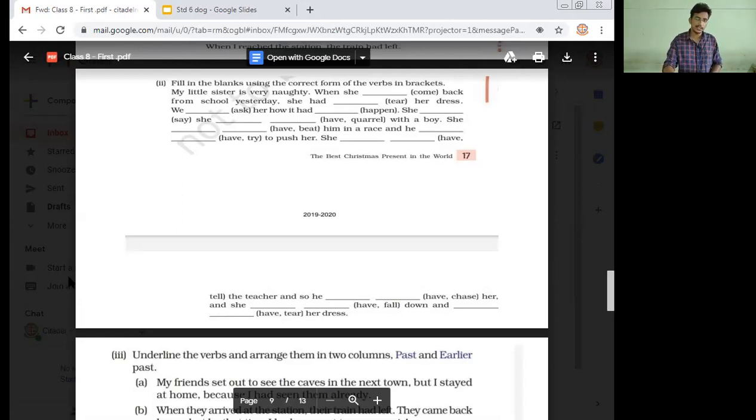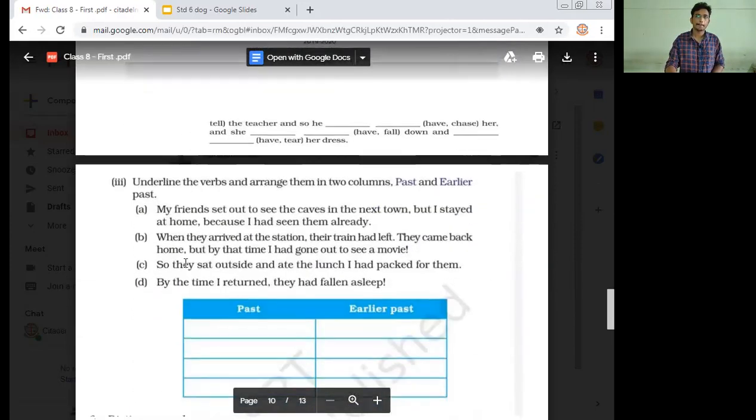So we have an activity here. Underline the verbs and arrange them in two columns, past and earlier past. Past means simple past and earlier past here means past perfect. Okay, so here we can see two columns and four sentences. Let's look at each sentence closely. My friends set out to see the caves in the next town, but I stayed at home because I had seen them already. Okay, so we can see past and earlier past usages here.